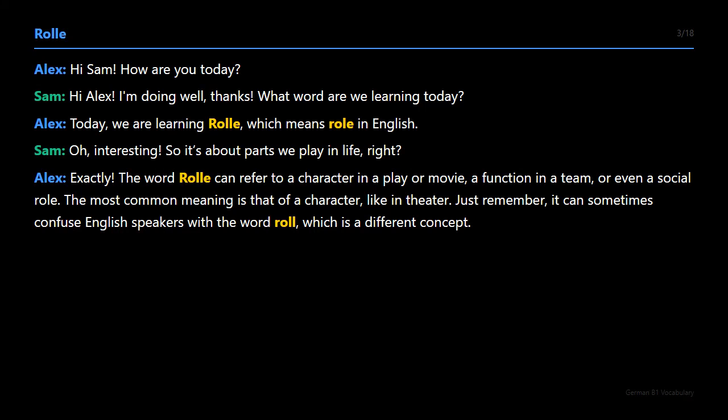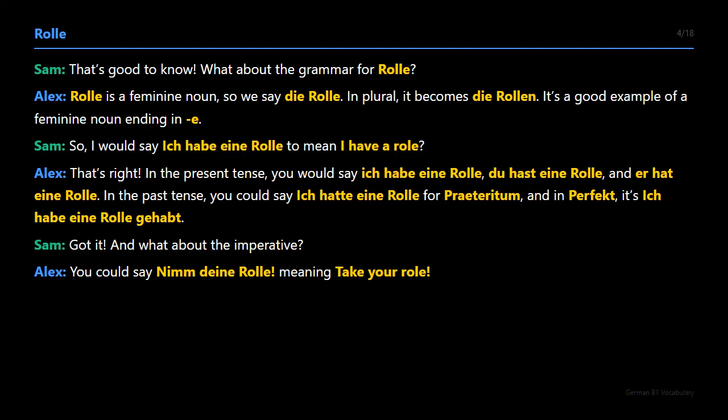That's good to know. What about the grammar for Rolle? It is a feminine noun, so we say die Rolle. In plural, it becomes die Rollen. It's a good example of a feminine noun ending in -e. So, I would say, ich habe eine Rolle, to mean, I have a role.